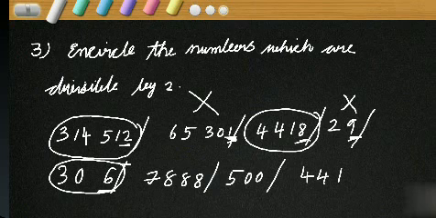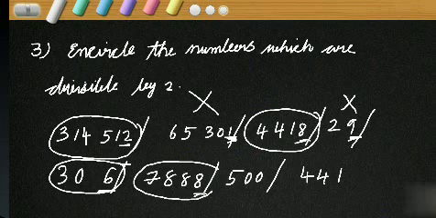7,888. In this, which is the last digit? Yes, 8 is the last digit. Is 8 an even number? Yes, 8 is an even number. So what can be concluded, or what can we say? Yes, we can say that the given number is divisible by 2. Why? The last digit is an even number. So we have to encircle this one.